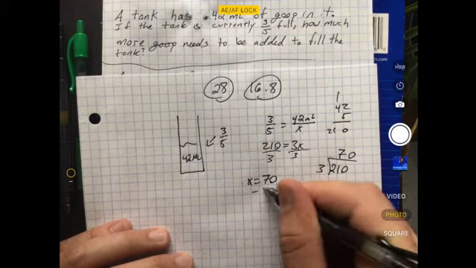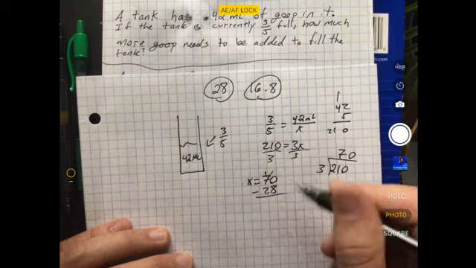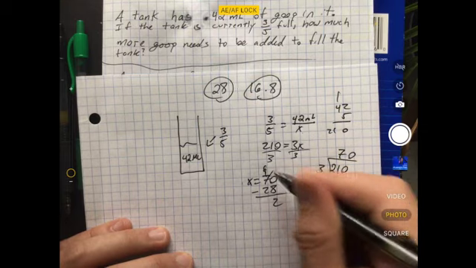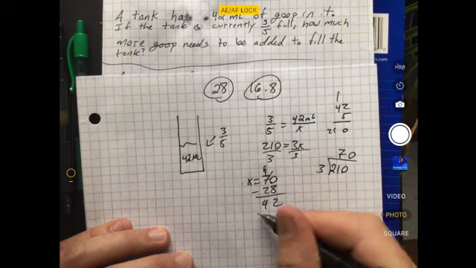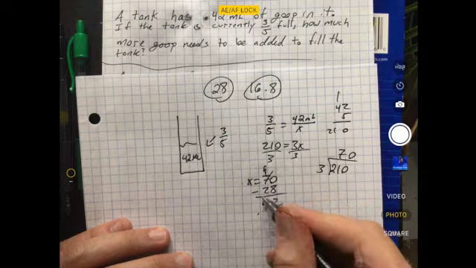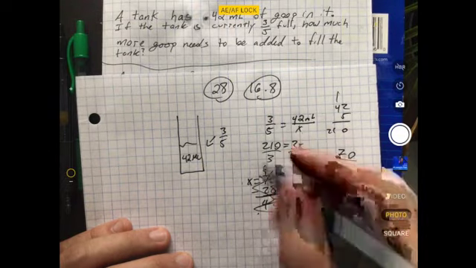6, 42. Oh, I subtracted the answer. Yeah, the answer is 28. Cool. Good job, guys. I don't know where the 16.8 came from.